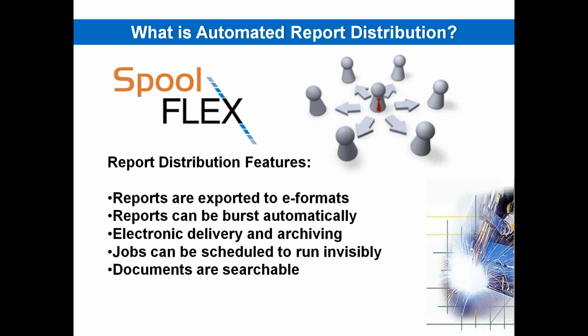Automated report distribution eliminates the printing phase and instead puts reports into electronic formats like PDF and Excel. These reports can be automatically burst and delivered to the people that need the data, and it can be scheduled to run without human interaction. This means people can get the data they need in the formats they want in real time. If a report needs to be located later, the archived electronic formats are text searchable, so you can easily locate them, view them, and share them.